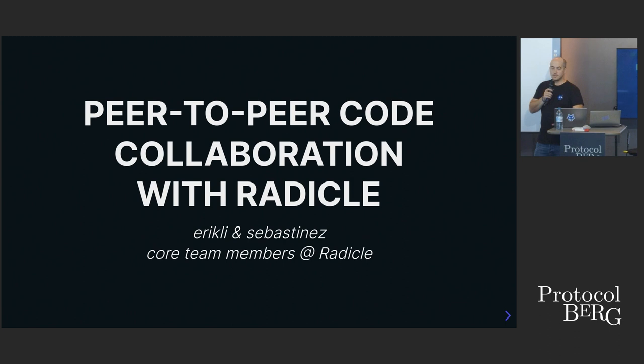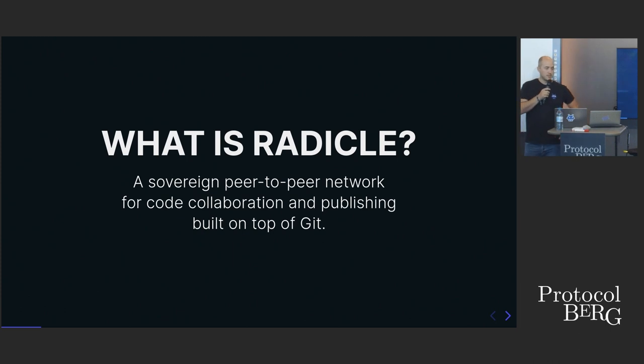And we will start with a first slide, which is the main question for the people that didn't hear about Radicle. What is Radicle? Radicle in a sentence is a sovereign peer-to-peer network for code collaboration and publishing built on Git. Now, what does peer-to-peer mean for us? Peer-to-peer is that every user on this network is sovereign and has full control over their experience when using the protocol and the entire stack.